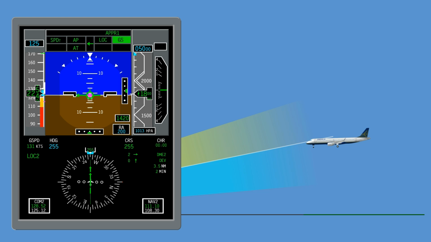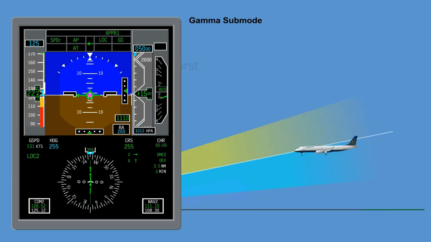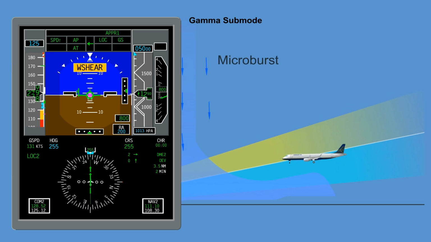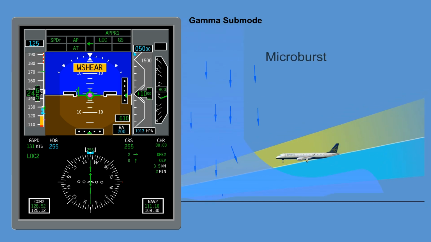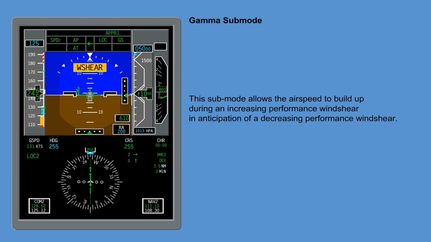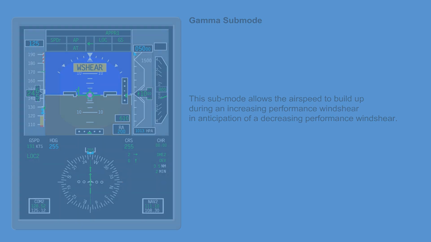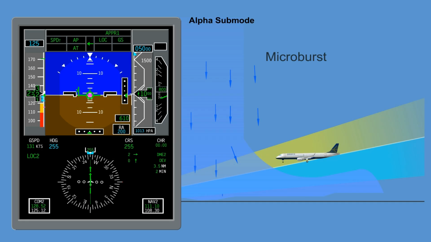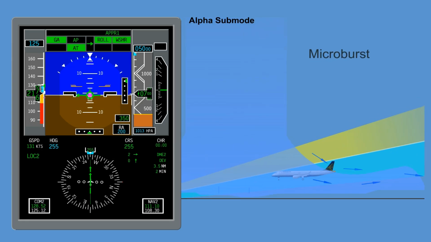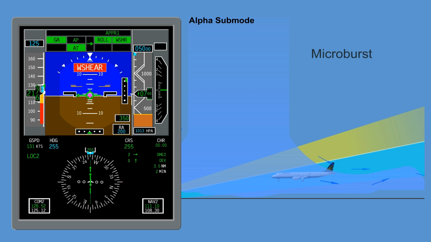The wind shear escape guidance mode incorporates three control logics. The gamma submode. The airplane has a positive flight path angle. This submode allows the airspeed to build up during an increasing performance wind shear in anticipation of a decreasing performance wind shear. The alpha submode. The airplane maintains airspeed when approaching stall conditions.